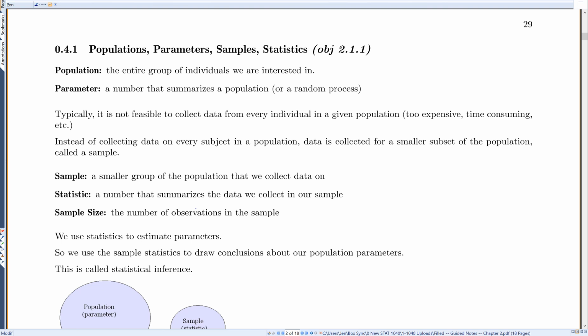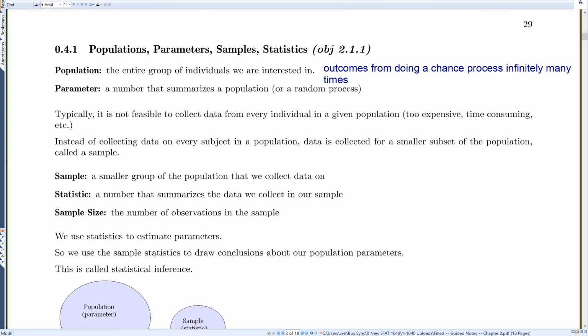So, some official terminology. A population is the entire group of individuals that we're interested in. Or sometimes if we're doing chance processes, it would be if you kept doing the chance process an infinite number of times. So that population can be your outcomes from doing a chance process infinitely many times. So like if you want to flip a coin, if you could flip a coin infinitely many times, that would be your population. The parameter is a number that summarizes your population or your random process.